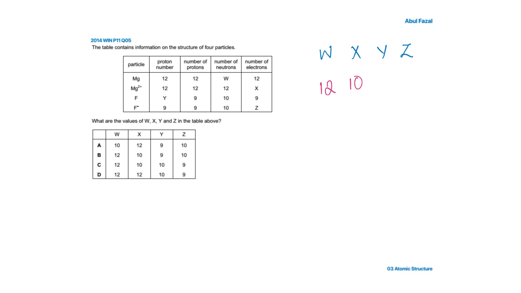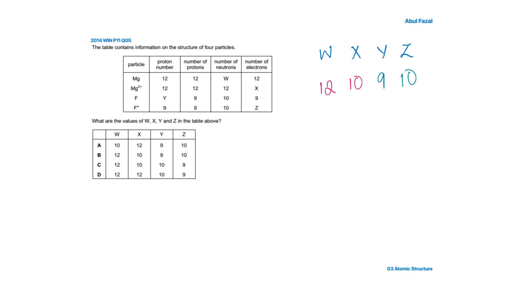For fluorine, Y is our proton number, which should match the number of protons, so that's easy. It's 9. And for the fluorine ion, the number of electrons: the fluorine atom has 9, but it has a negative charge, so that's 10. So it has 10.